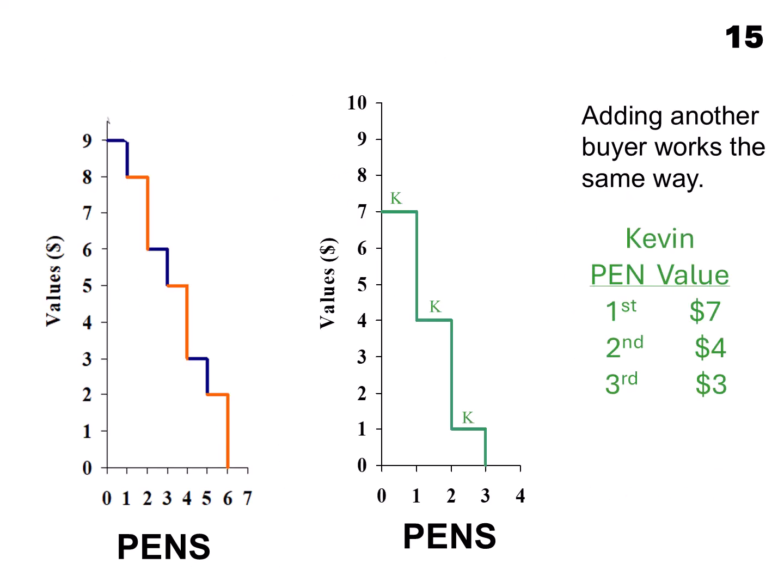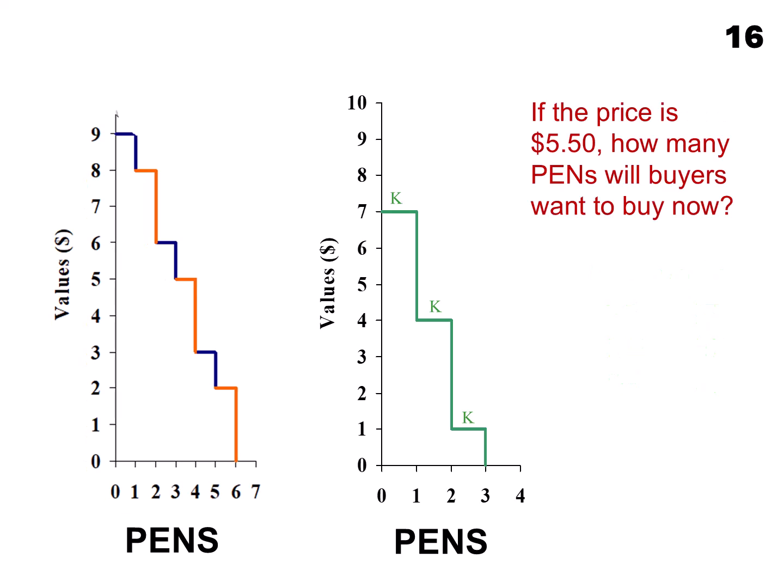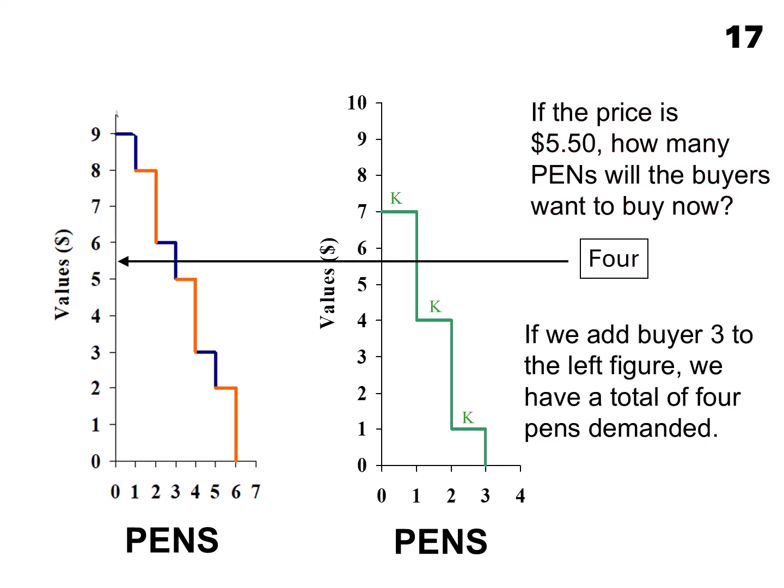Slide 15. We can now consider a third buyer, named Kevin, who also has a demand graph for pens. These are the green values $7, $4, and $3. Slide 16. Now, how many pens will buyers be willing to buy if the price is $5.50? Take a minute and think about your answer. Slide 17. If you answered 4 pens, you are correct. Brian and Tim are willing to buy 3 pens, and Kevin is willing to buy 1 more, since Kevin has 1 reservation value above $5.50.